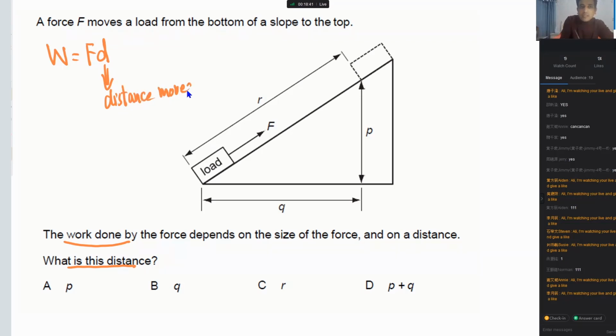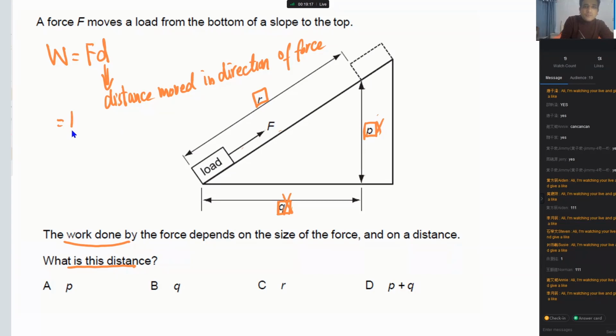Distance moved in the direction of force. Now you need to understand which distance you have to take. This is the point you need to understand. So does it mean this distance? No, because the force is here. This distance is this way, so this is not it. Does it mean this? No, because this distance is vertical, but the force is along the plane. So this is not possible. This is not. This one is right. This is the distance you have to take.